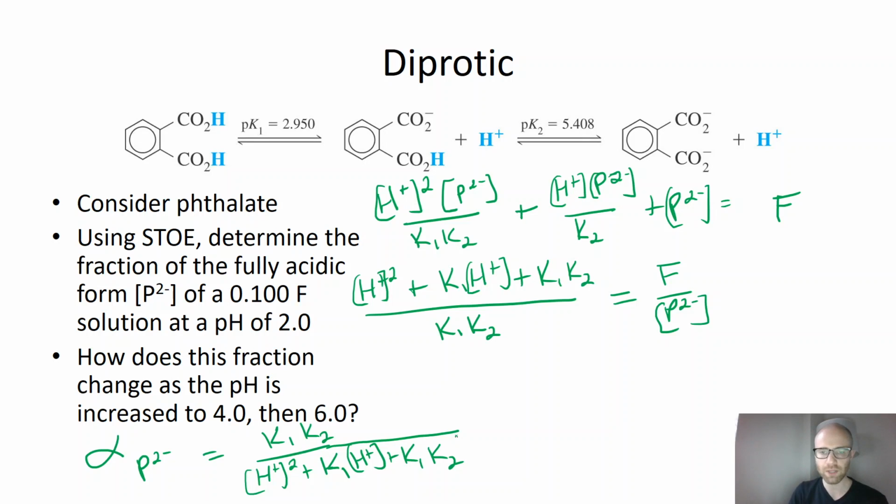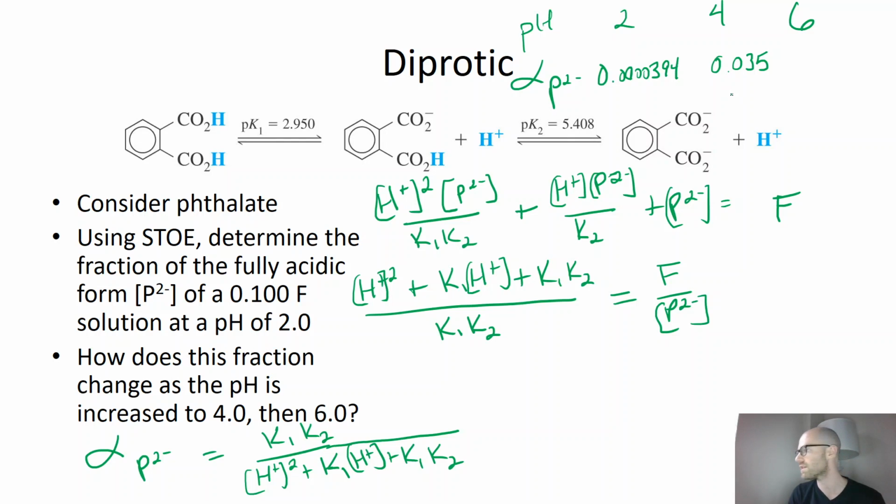So again, we can just plug in pH of 2, 4, and 6, alpha in the P2 minus form. And when you do this, what you get is at a pH of 2, as you might expect, a very, very, very small number, 0.000394. At a pH of 4, we've climbed up to the staggering percentage of 3.5%. And then at a pH of 6, the P2 minus actually takes up 79.6% of the total solution.